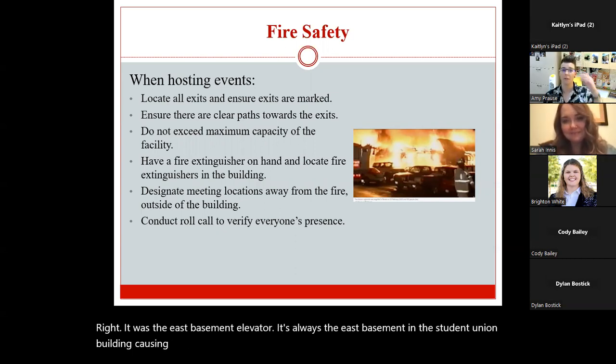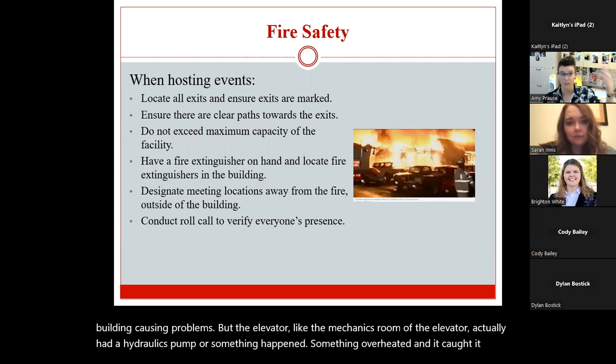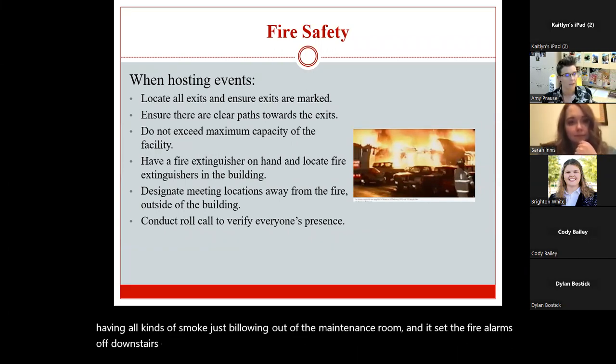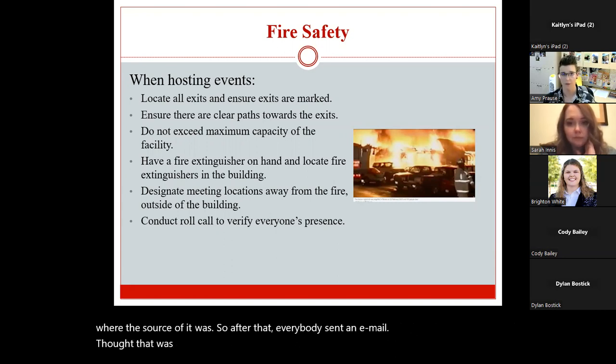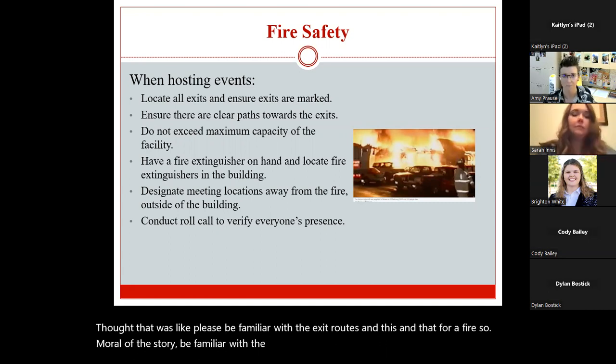But the mechanics room of the elevator actually had a hydraulics pump or something that overheated, and it started having all kinds of smoke billowing out of the maintenance room, and it set the fire alarms off downstairs. But the fire alarms went off three times before they actually found the source of it. So after that, everybody sent an email out saying, please be familiar with the exit routes for a fire. So moral of the story, be familiar with the exit routes, okay?